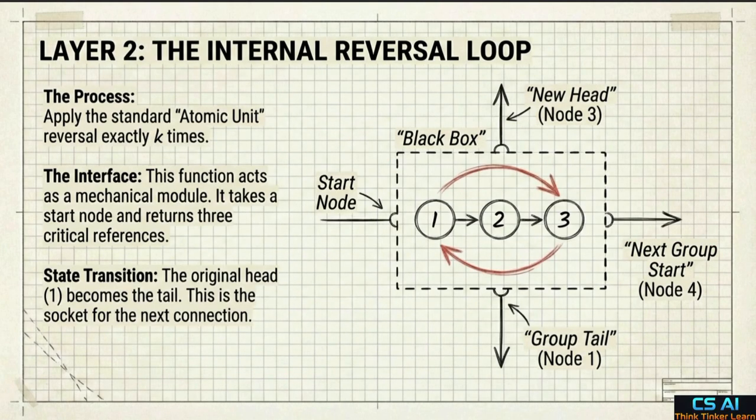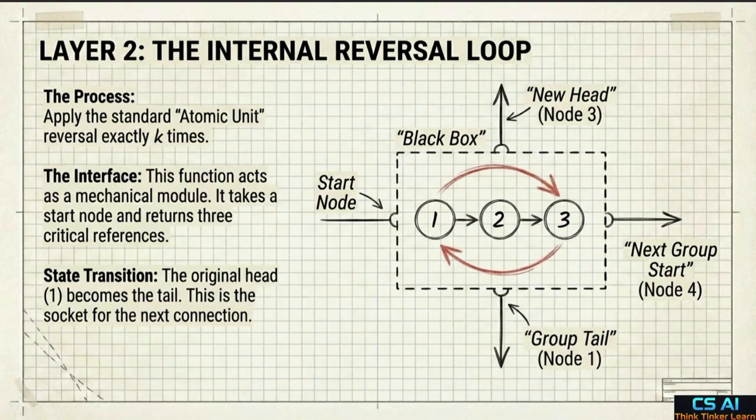Next is layer 2, the internal reversal loop. This is where the core work of reversing a group of k nodes happens. The process is to apply the standard atomic unit reversal exactly k times within the black box module. The interface for this module is crucial. It takes a start node and returns three critical references.